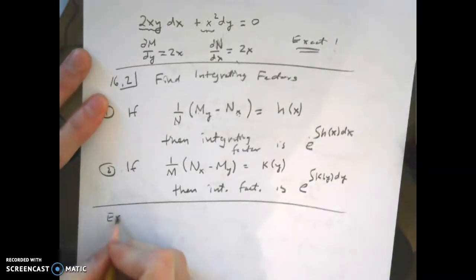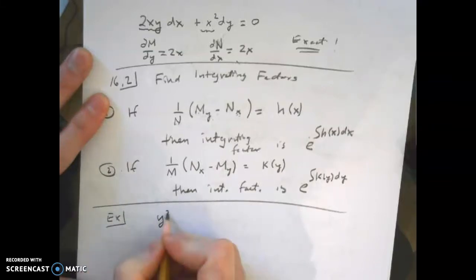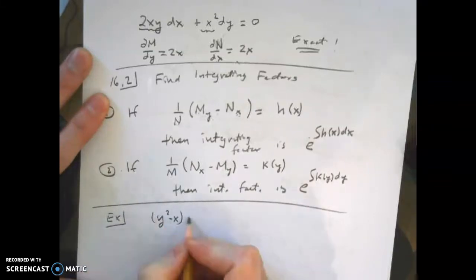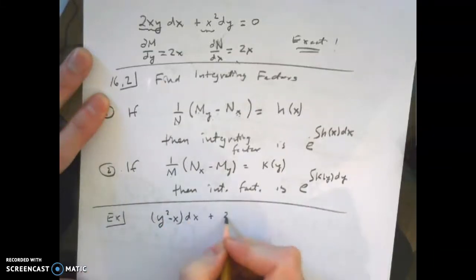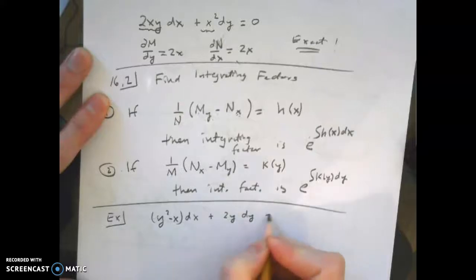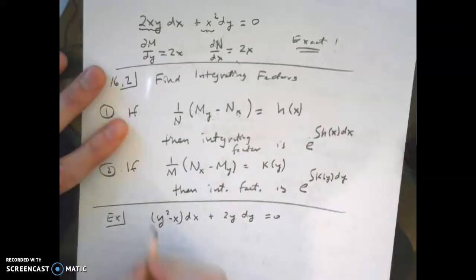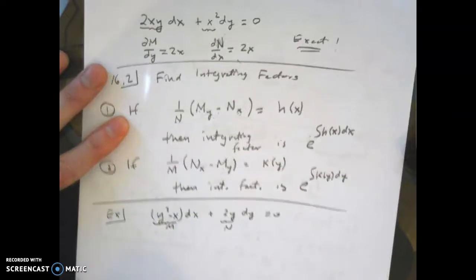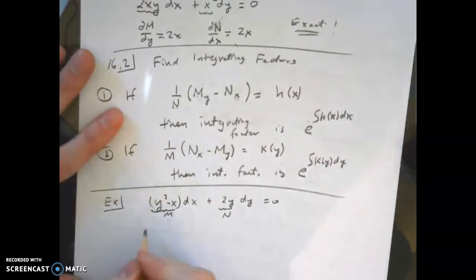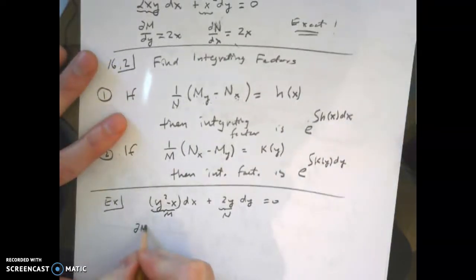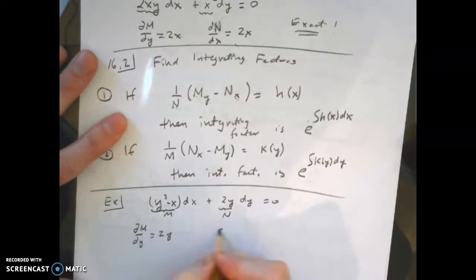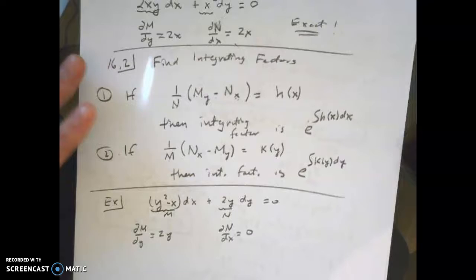So an example. If I've got y squared minus x dx plus 2y dy is equal to 0. Remember, this thing's your m, this thing's your n. Okay, so what we have here is, if I want to find dm dy, that would be 2y, dn dx would be equal to 0. Okay, that doesn't work. Let's see if we can find an integrating factor.